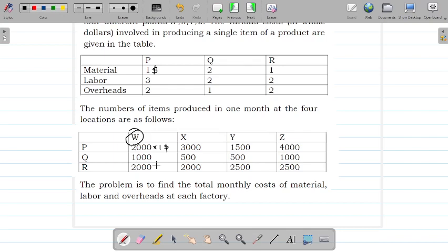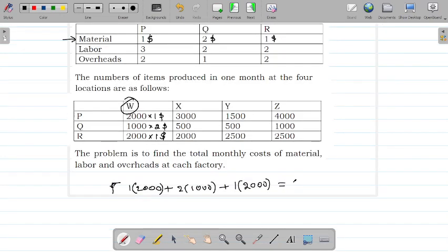Okay. So if you ask me what is the material cost in W, I'll write this: 1 times 2000 plus 2 times 1000 plus 1 times 2000. What is this going to be? 6000. So this is the cost of material in plant W. To produce all these P, Q, R, this is the total amount of money I need to spend on material.